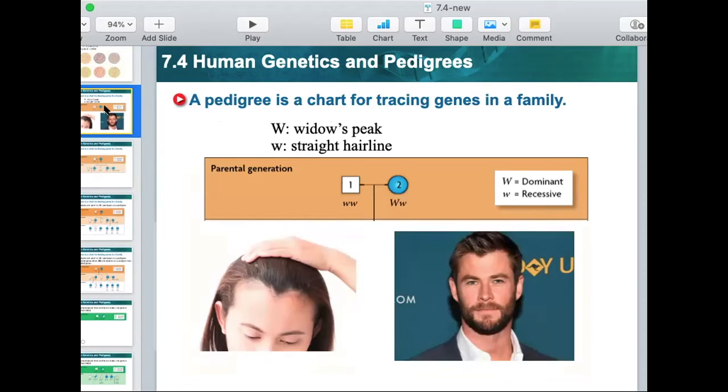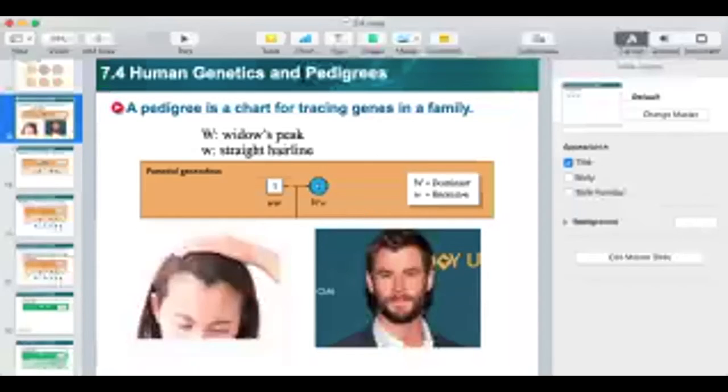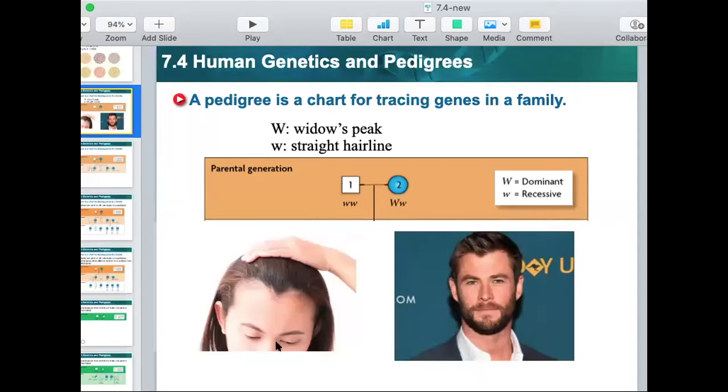So we're going to look today at a pedigree which is based off one phenotype. It's hairline, whether you have a widow's peak or a straight hairline. So if it's a capital W, it's widow's peak, which is what you see right here. If you were to push your hair back and you see this indentation, kind of like a heart shape, that's a widow's peak. So girls and boys can have this.